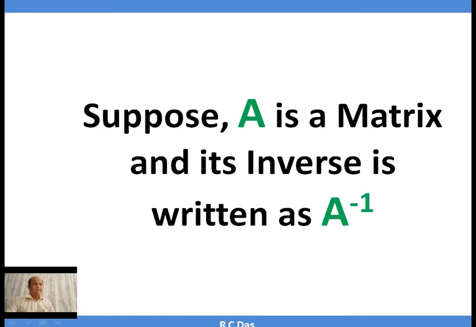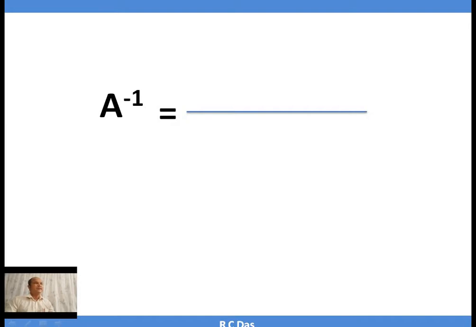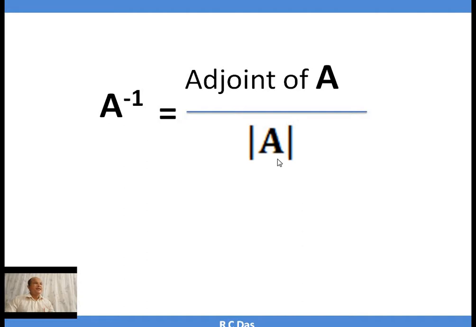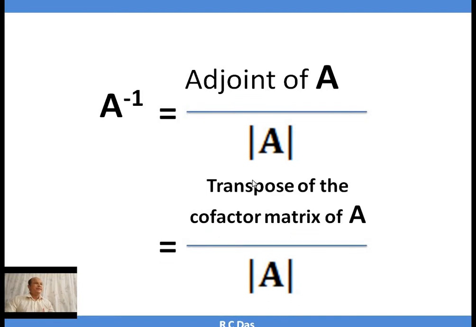Suppose A is a matrix and its inverse is written as A to the power minus 1. So A inverse is equal to adjoint of A divided by determinant value of A, and the adjoint of A is nothing but the transpose matrix of the cofactor matrix of A.